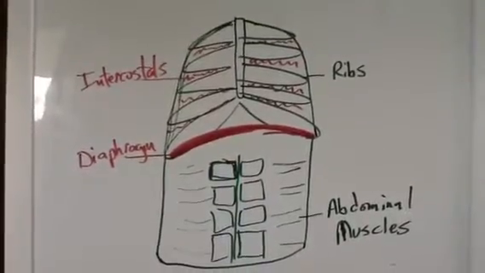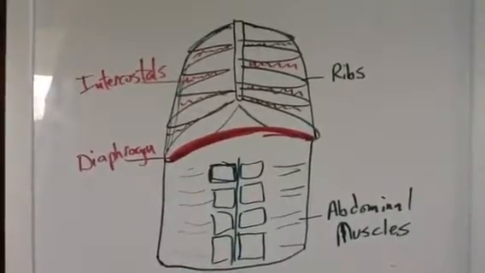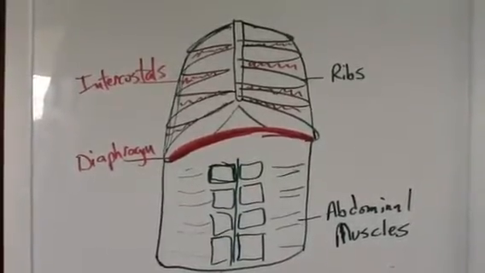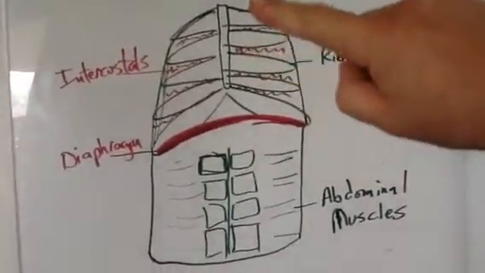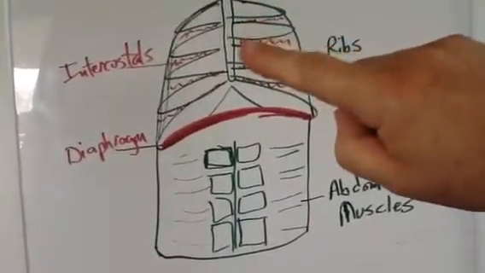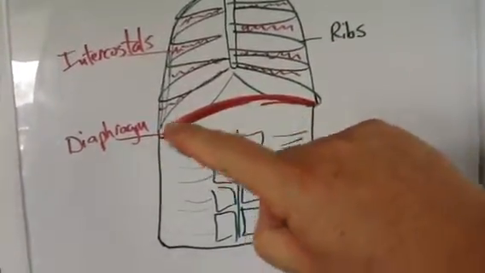Okay, this is question number 2. What muscles are involved with breathing? So here you can kind of see a very rough drawing of the rib cage. The lungs are found inside there. Across the bottom of the rib cage is this muscle called the diaphragm.